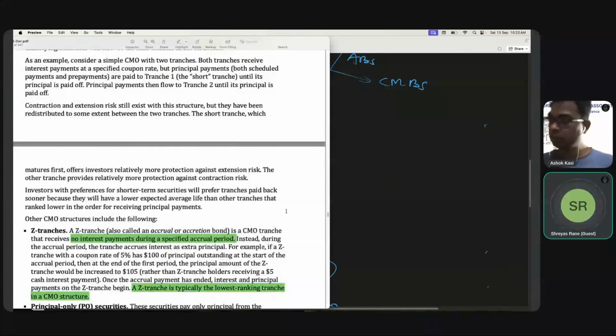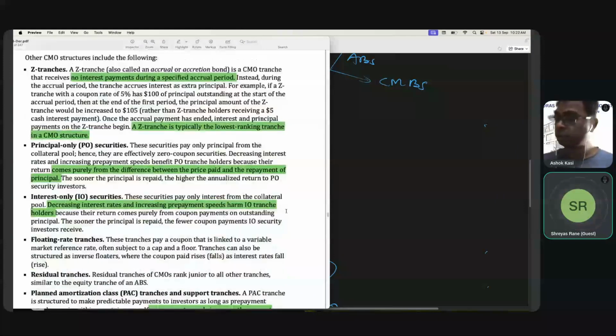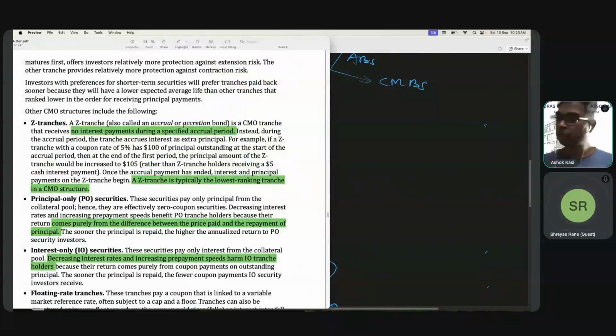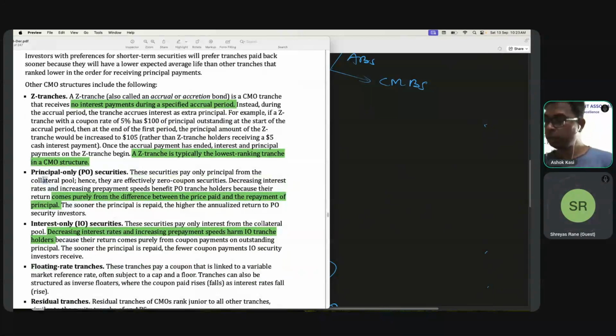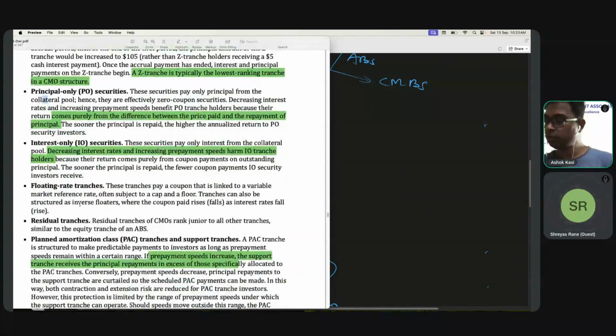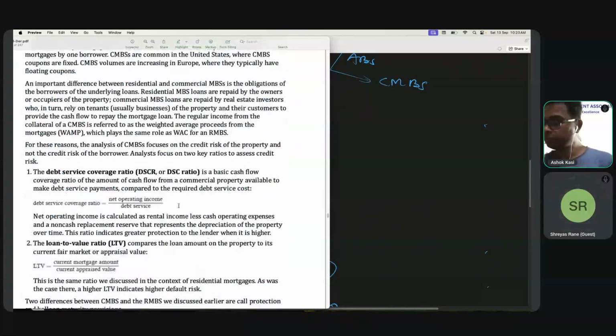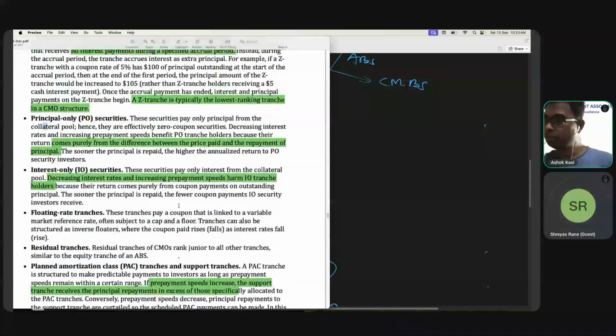Only whatever I'm marking, if you read that, that is also okay. Here this part you have to read. There are various structures how it can be structured. There is no limit based on the time, based on the seniority, then based on other factors also. So other CMO structures include Z tranche, principal only securities, interest only, floating rate, all this. Okay, we'll see all this now.